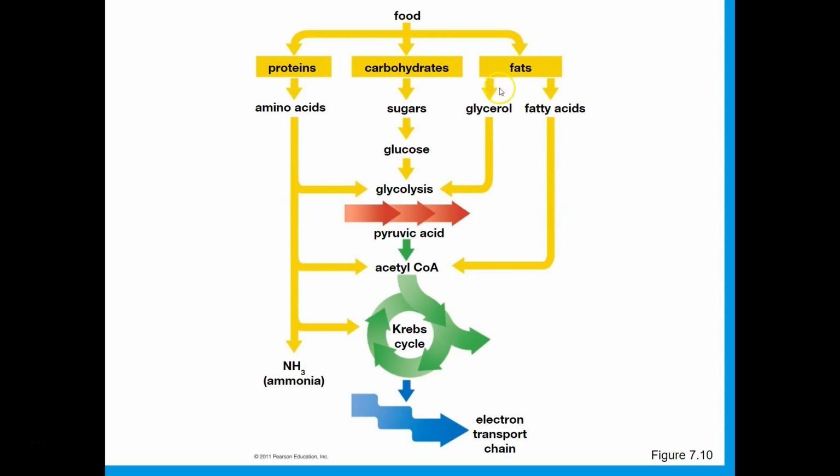So glycerol can come in here straight into this product of glycolysis. Fatty acids can be dropped down here straight into this intermediate step right before the Krebs cycle.